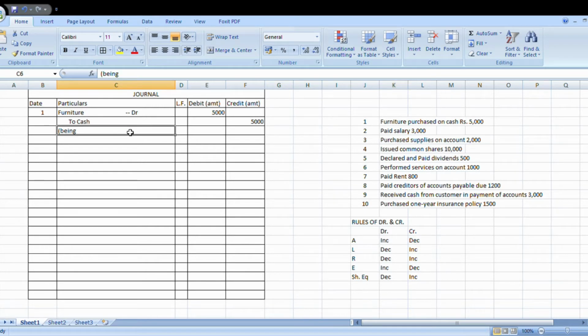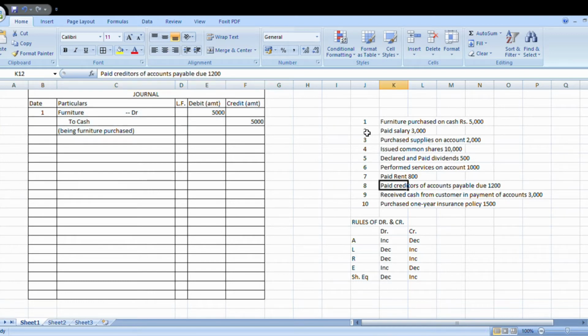Now, after writing the journal entry, we write a narration. This is called narration. What is a narration? It is basically the explanation of the transaction. The transaction is furniture purchased in cash. So we will write the narration as being furniture purchased in brackets, and it is done. This is the complete transaction, a complete journal entry for a particular transaction.